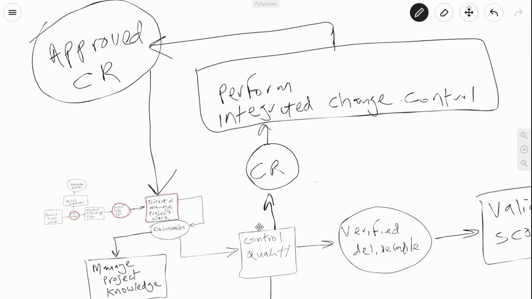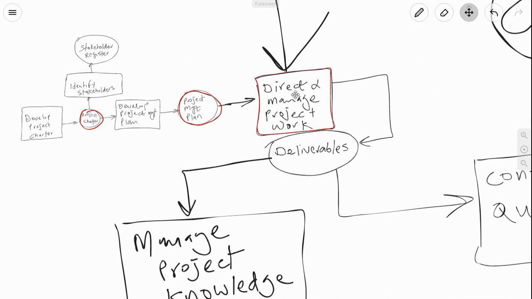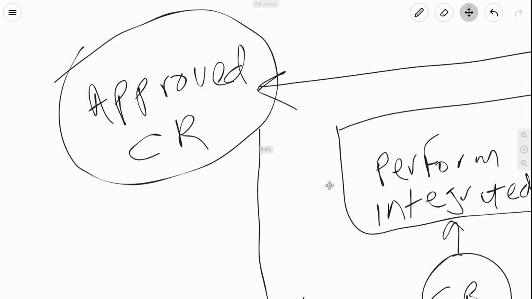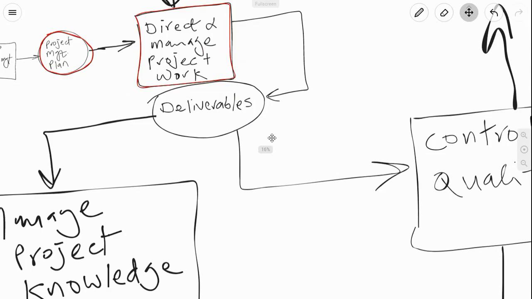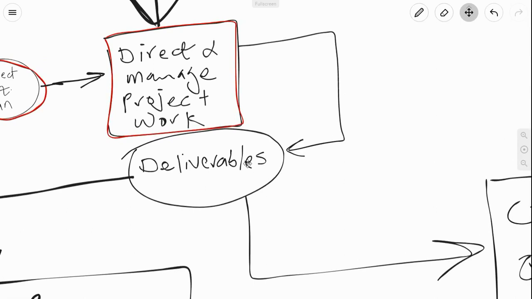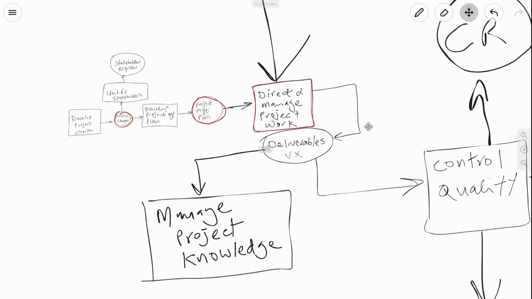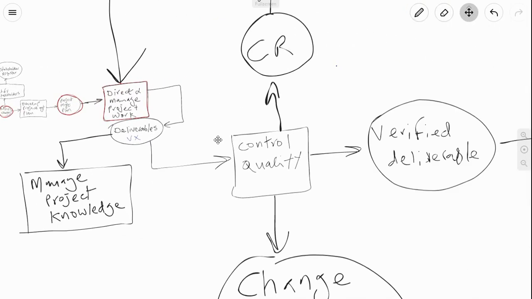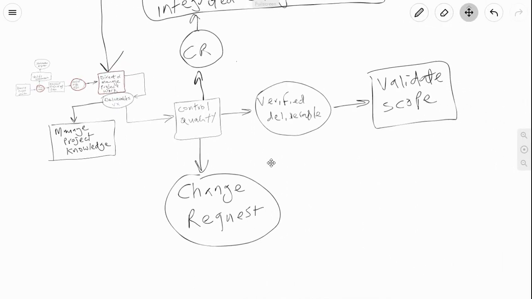So if we zoom in here, we can see what is actually happening. Direct and manage project work is taking this approved change request, and direct and manage project work is again going to produce a new version of the deliverable. For example, let's just call it version X, because this could happen time and time and time again until we get it right. So it could be version 1 or version 2 or version 3. So we do it again and again, trying to get it right until we get the right version. At that point, it goes to control quality again, right? And hopefully this time we don't have any change request.